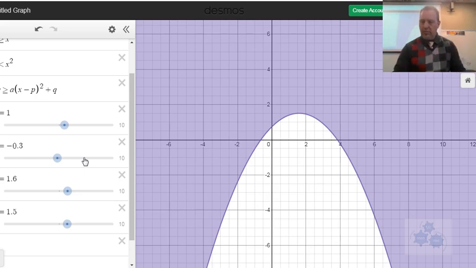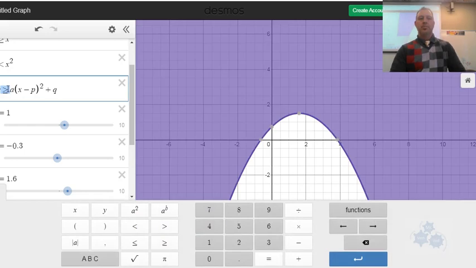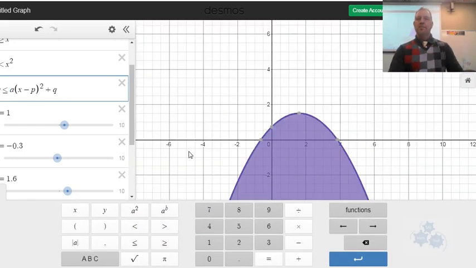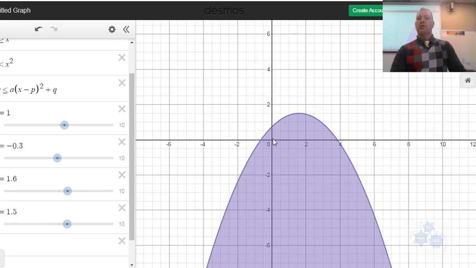Now, this works all the time. However, I do want you to make sure that you do test points like we always have, just to confirm. So we would confirm that 0, 0 is in the solution region. You would put a 0 there for x and a 0 for y, and make sure the inequality is true.